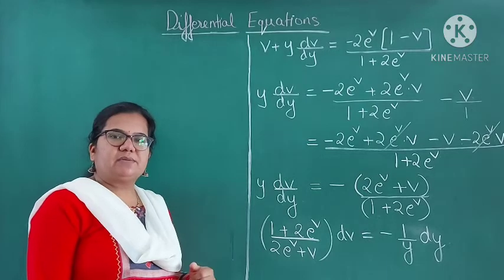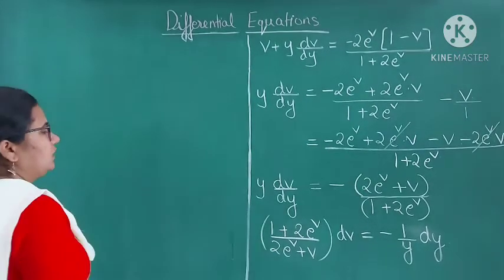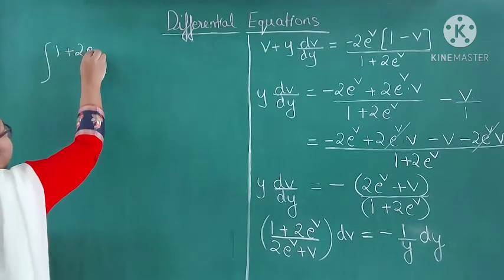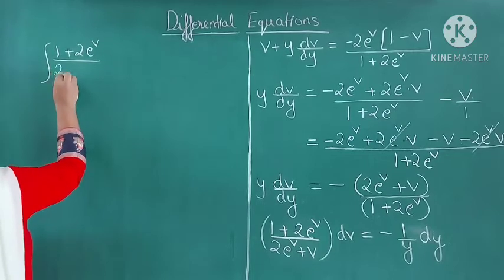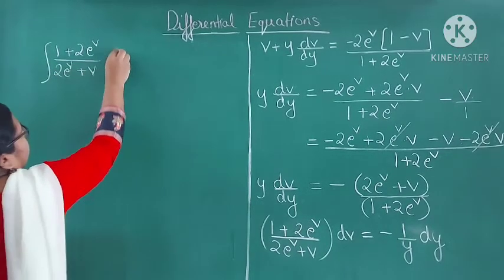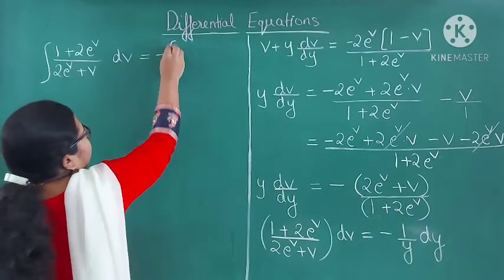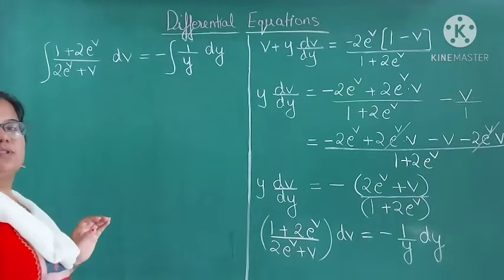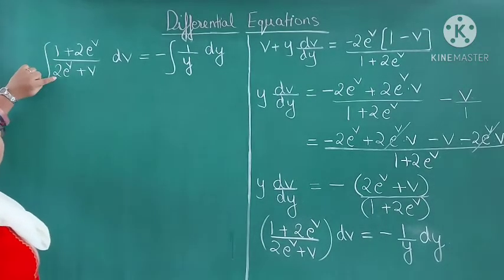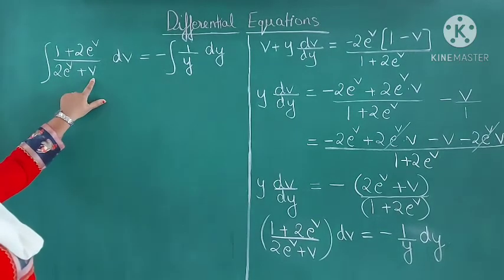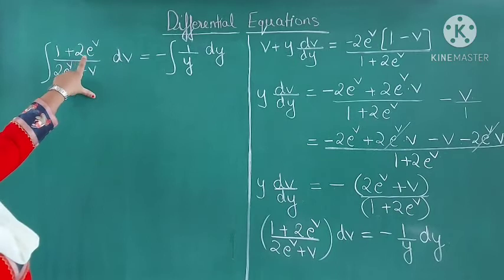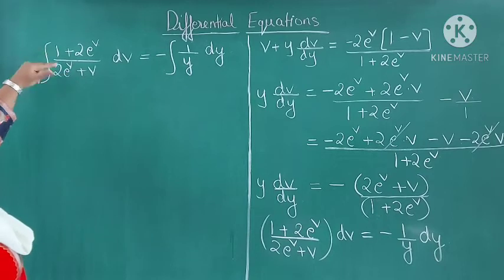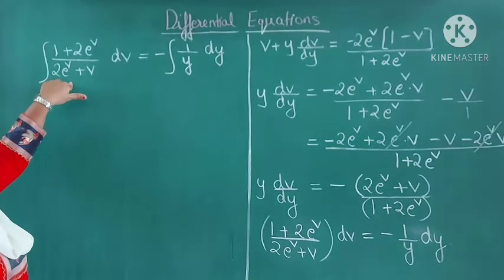Now after this variable separation form, what we do, we integrate on both the sides. So integration of 1 plus 2 into e raised to v upon 2 into e raised to v plus v dv is equal to minus integration of 1 upon y dy. Yes? Now look at here. What is the derivative of 2 e raised to v plus v? The derivative of 2 e raised to v is 2 e raised to v, and the derivative of v with respect to v is 1. So you can see this is in the form of f dash of x upon f of x.